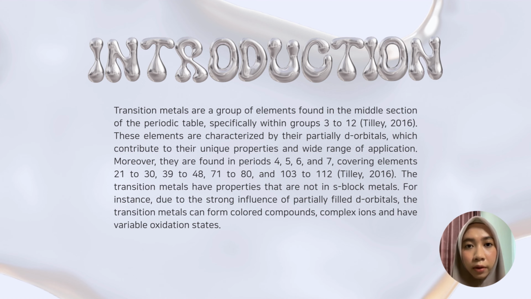Transition metals are a group of elements found in the middle section of the periodic table, specifically within groups 3 to 12. These elements are characterized by their partially filled d orbitals, which contribute to their unique properties and wide range of applications. Moreover, they are found in periods 4, 5, 6, and 7, covering elements 21 to 30, 39 to 48, 71 to 80, and 103 to 112. The transition metals have properties that are not found in other metals. For instance, due to the strong influence of partially filled d orbitals, the transition metals can form colored compounds, complex ions, and have variable oxidation states.